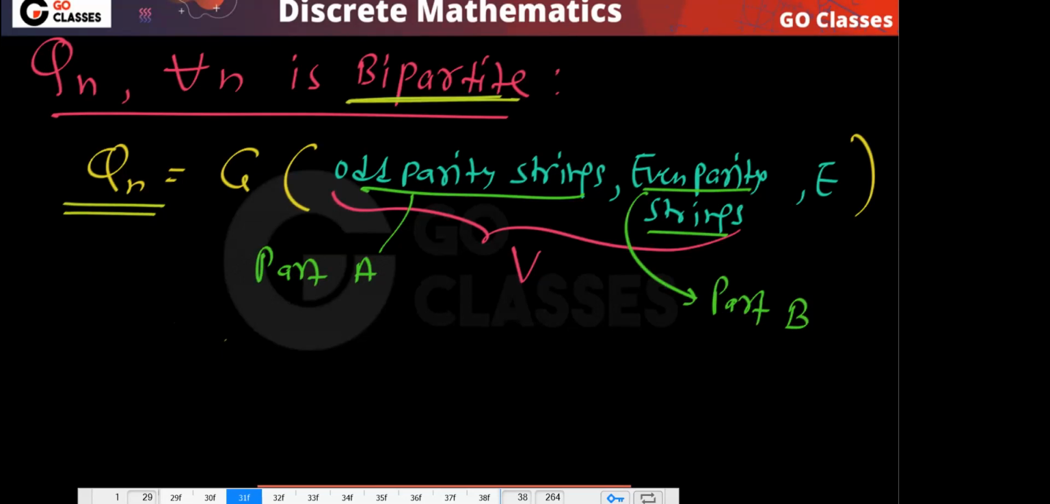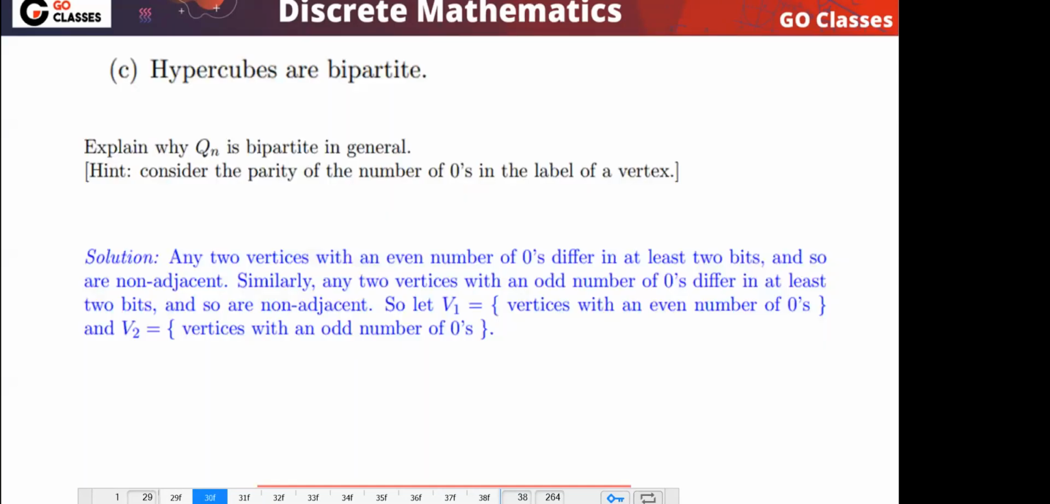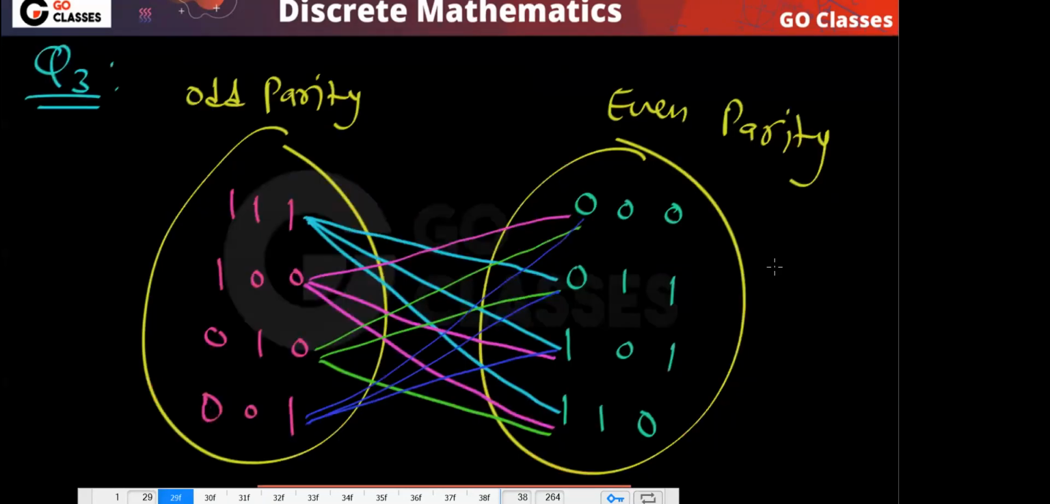Can I say this Qn is a complete bipartite graph? No. The answer is no. You can notice this Q3 is not a complete bipartite graph. Yes or no? Correct. Next, this is your GATE exam question.